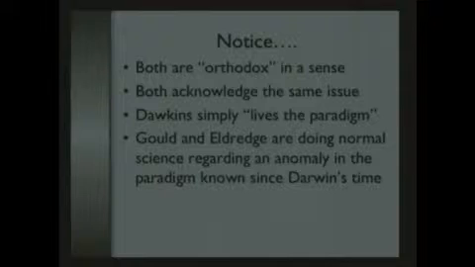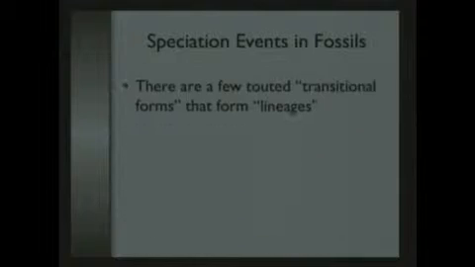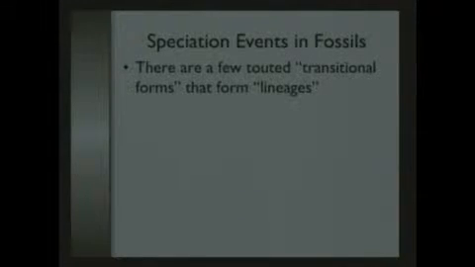Gould and Eldredge are actually doing normal science in the context of the paradigm. What they're doing is saying there is an anomaly. We recognize the anomaly. We're going to solve the anomaly. In Kuhnian terms, this is normal science within the paradigm. But at least Gould and Eldredge are trying to explain how speciation is occurring given the state of the fossils. So let's turn now to the fossils.